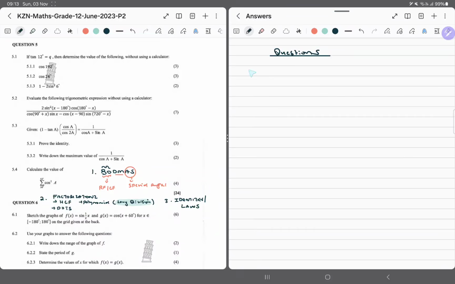So question 5, we have 5.1. We are told here that the tangent of 12 degrees is q. Okay, now we always show this as a ratio, so this is q over 1 when it is standing alone. Now this helps us to do a terminal arm on the Cartesian plane.